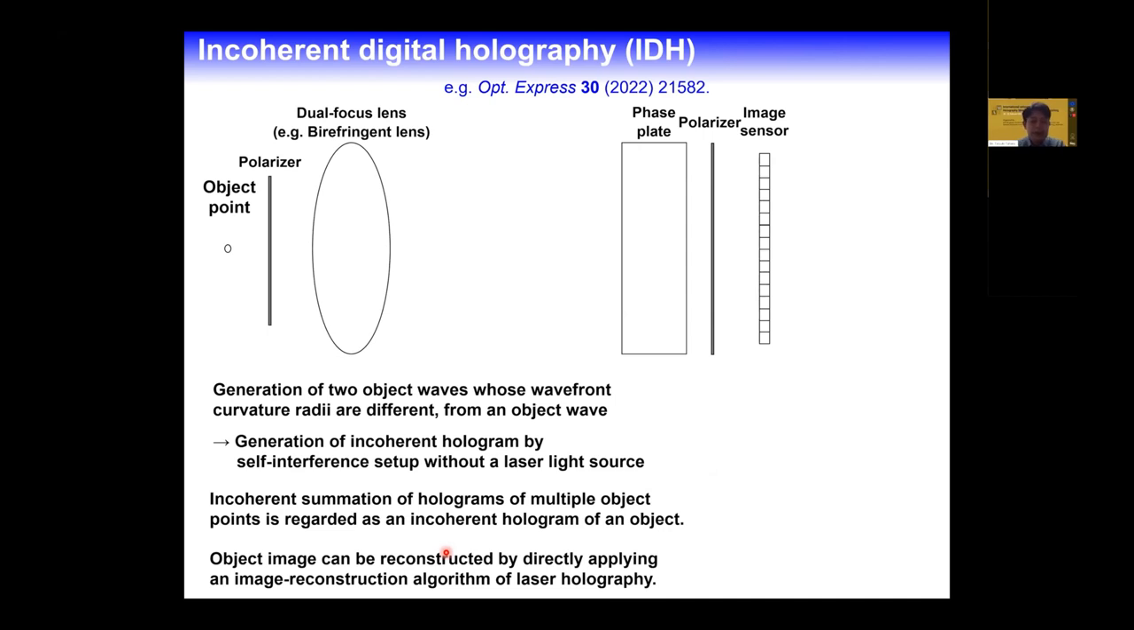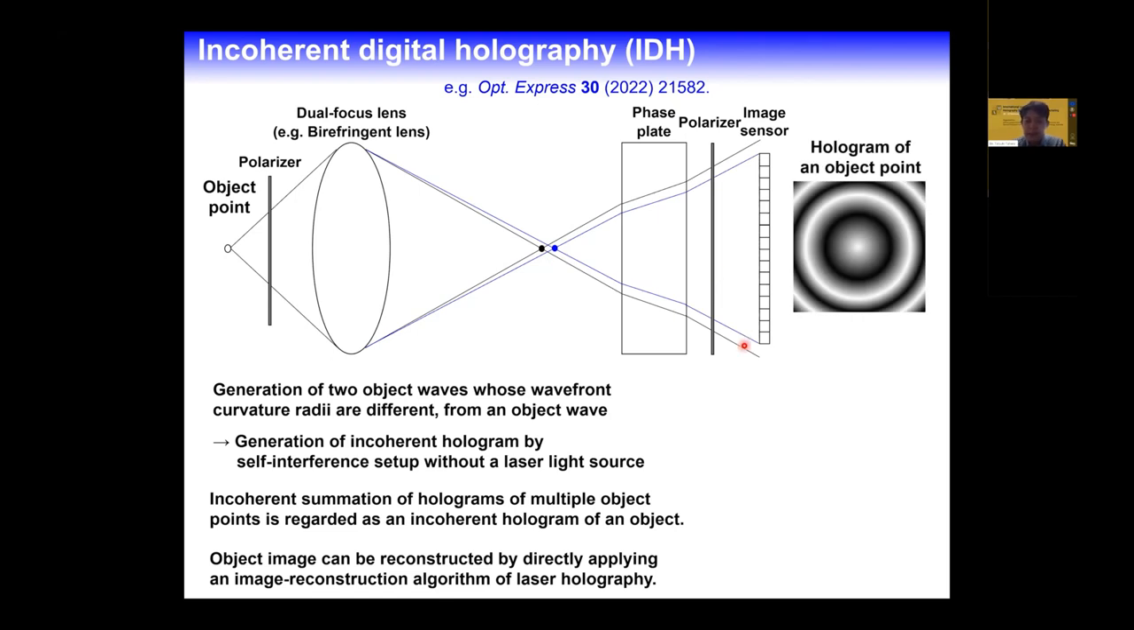This slide shows the schematic of IDH. In incoherent digital holography, the object is considered as an incoherent summation of object points. Initially I'd like to explain using an object point. From the object point, a spherical wave is introduced to a polarizer and a dual focus lens. The dual focus lens generates two object points from the single object point. Then the two object waves interfere with each other on the image sensor plane through a phase shifter and polarizer. Then we can obtain a hologram of the object point. In this recorded hologram, three-dimensional information of the object point is contained. The center of the hologram corresponds to the in-plane direction and the fineness of the incoherent hologram corresponds to the depth information of the object point.